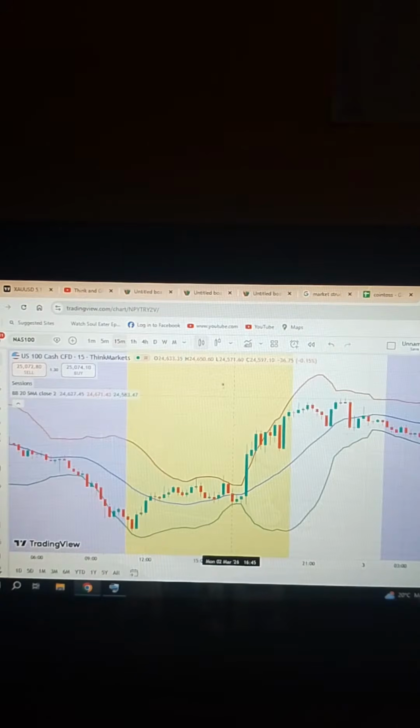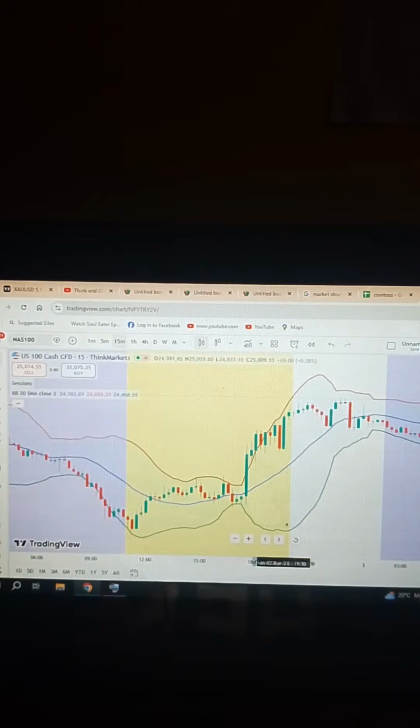Then again, the market came again to New York and gave you an entry again. When it touched the upper band, the market reversed. Try to backtest on your own. If the market touches the lower band, most of the time, like 60% of the time, it reverses. So that's why I'm really interested in this strategy, because of the upper band and the lower band.